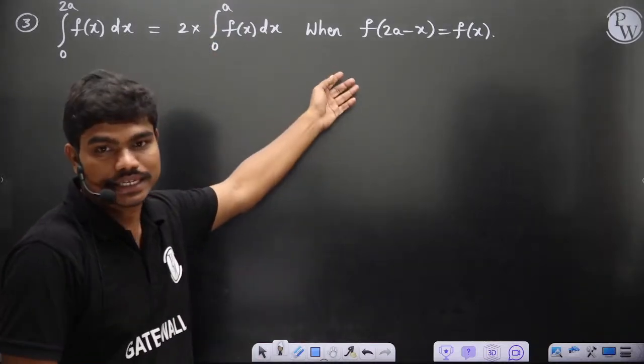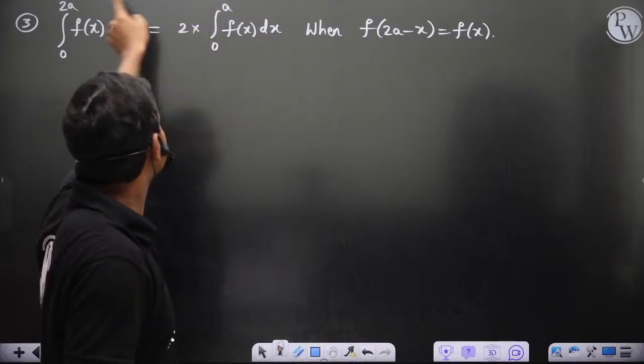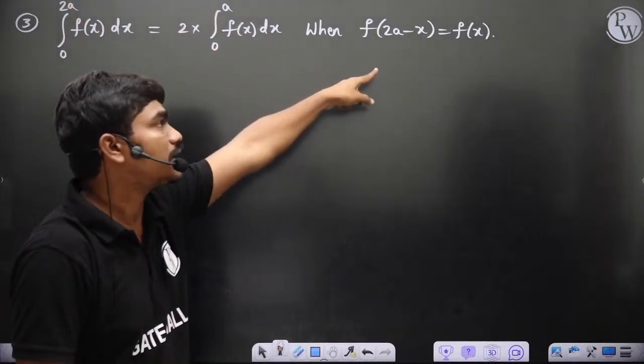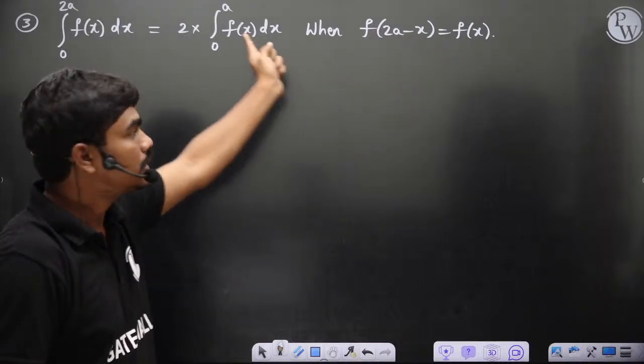Like in case of sin x, let's say if you have pi here, it can be written as 2 times the integral from 0 to pi by 2 of sin x dx, because sin of pi minus x is the same as sin x. So in such cases this is helpful.